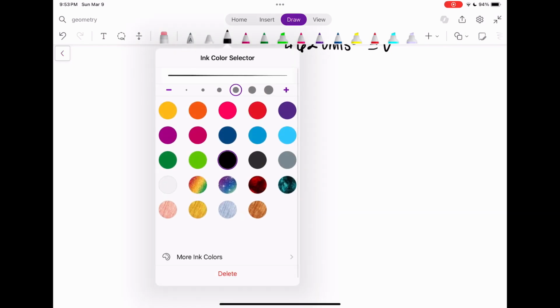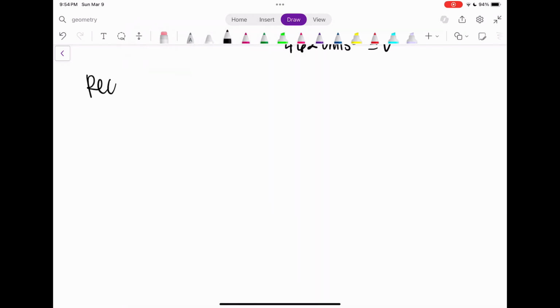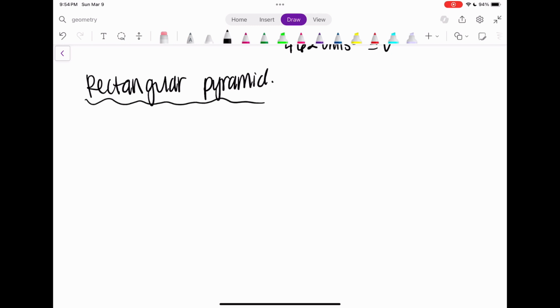So the last solid shape that I want us to look at is called the rectangular pyramid. I keep saying they're all hard to draw, but this one's a little bit harder to draw. So take your time with this also. If you need to stop and pause so that you can draw this out, go ahead and do that.